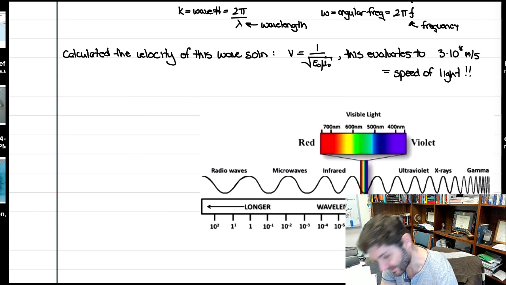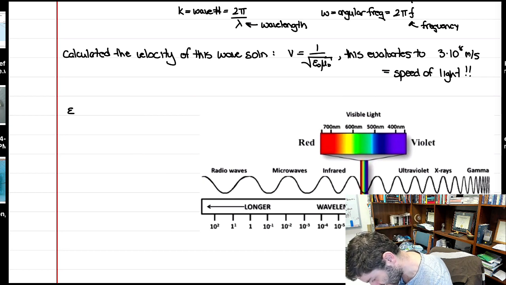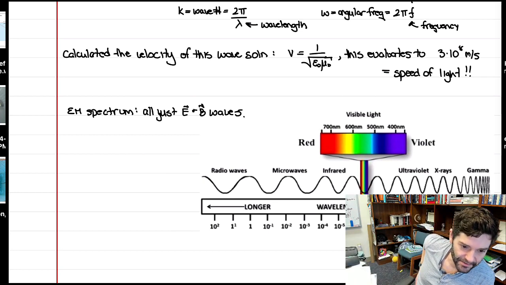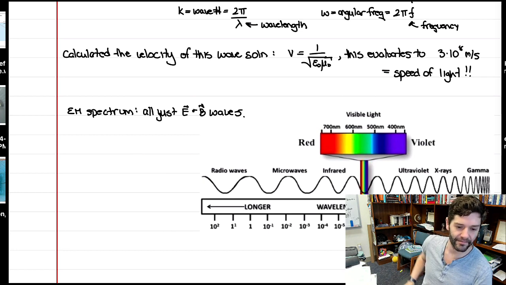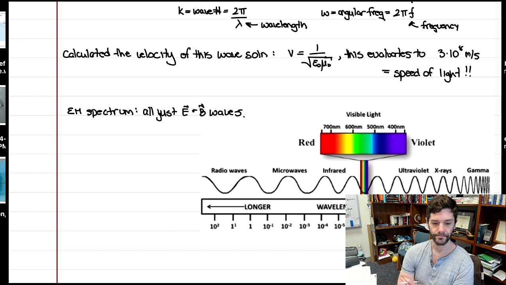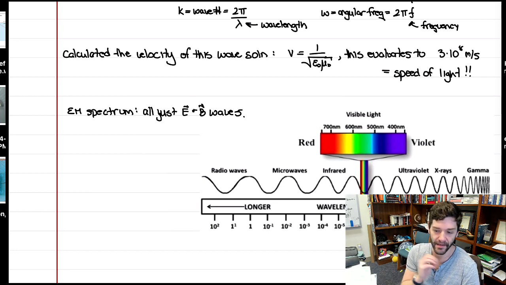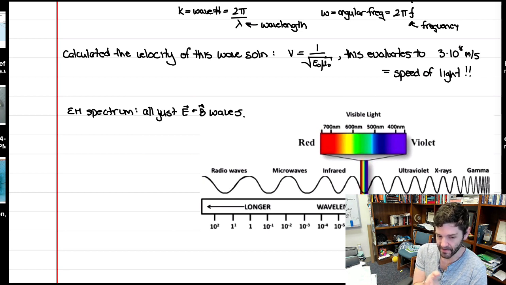This entire electromagnetic spectrum, what I'll just call the EM spectrum, all just E and B waves. All just oscillating electric and magnetic fields, and depending on their wavelength or the frequency, they manifest themselves as either radio, microwave, infrared, colors of the rainbow, ultraviolet, X-ray, gamma. These are all the same thing. The only thing that differs in this case is their wavelength or their frequency.